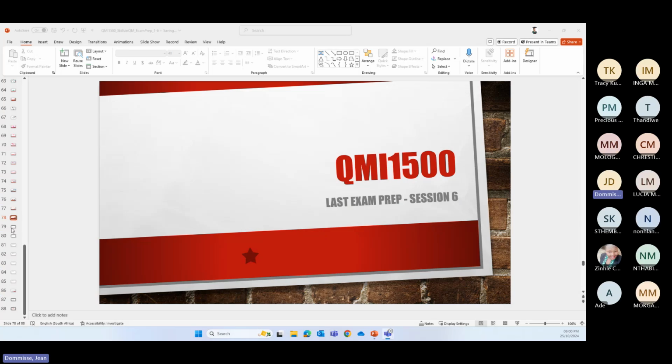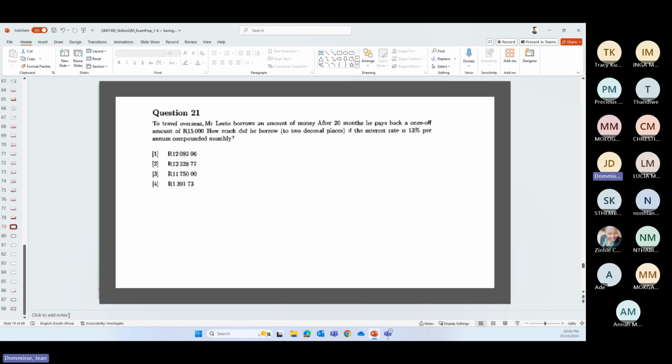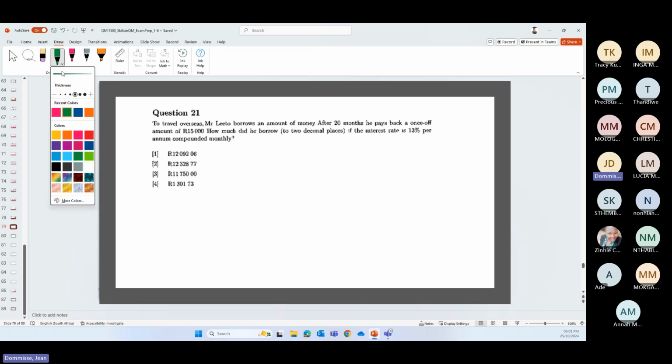Today we are just going through a few financial calculations, and then one or two other ones just to focus on that as well. But mostly the financial maths components. Okay, so let's start off with this.